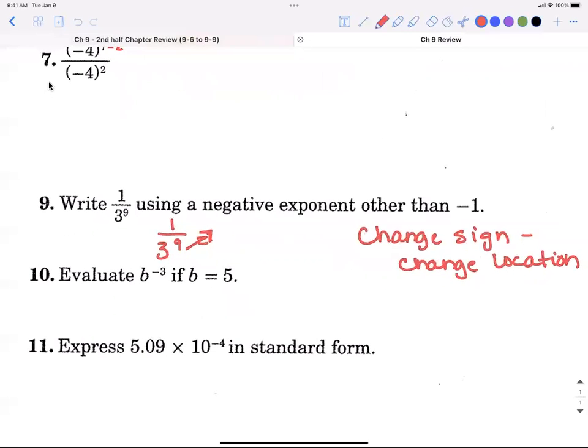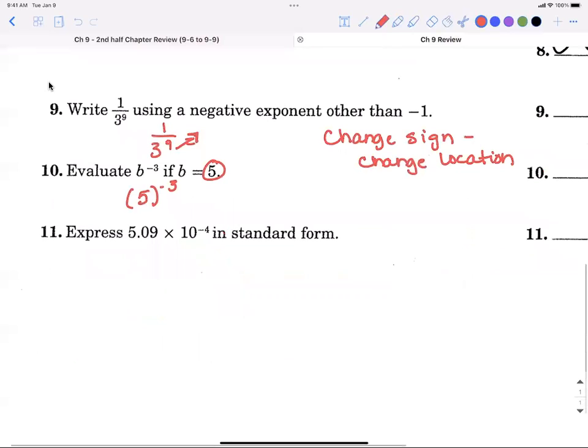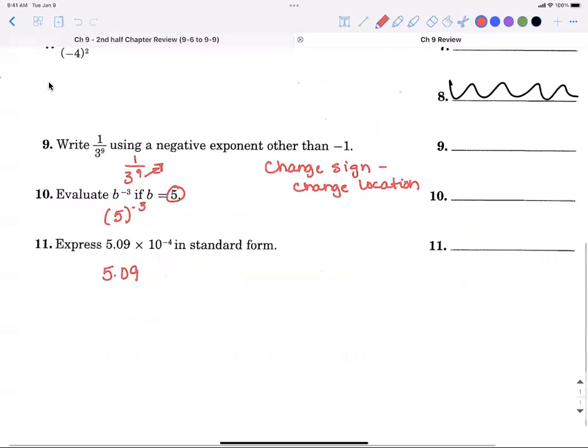All right, number 10 wants you to evaluate if B equals 5. In the place of B, you're going to put the 5, and then you're going to evaluate it. And remember to deal with negative exponents. Okay. And then for number 11, remember that you have to write the A down here and then show your bounces and then write your final answer with the decimal point written in the proper location.